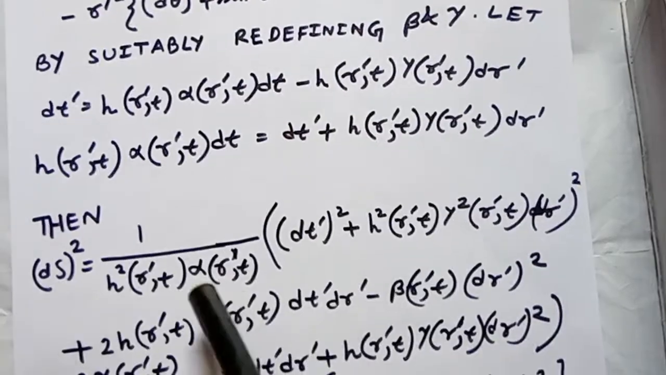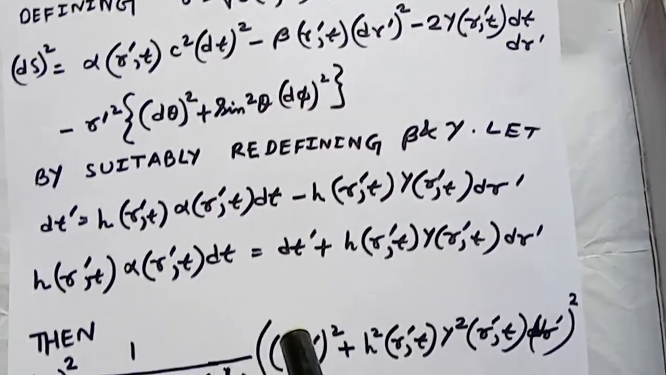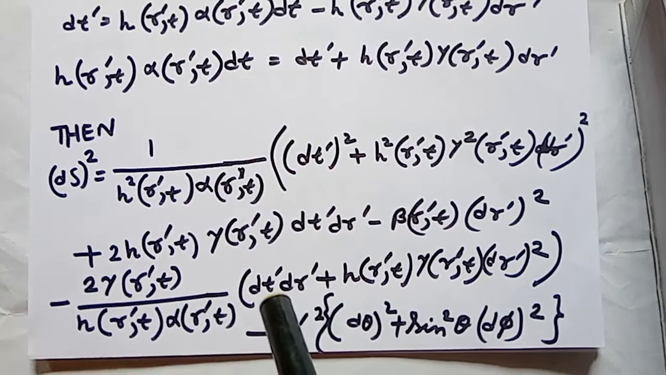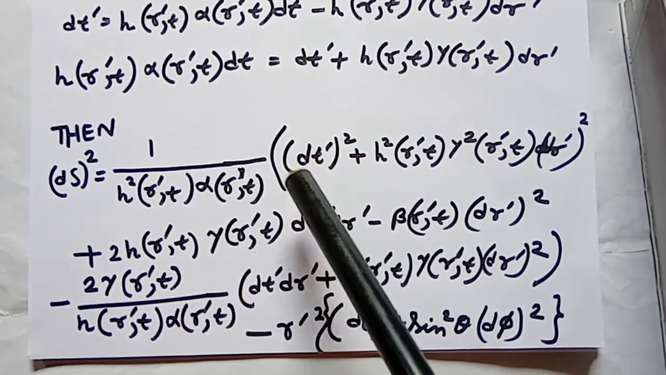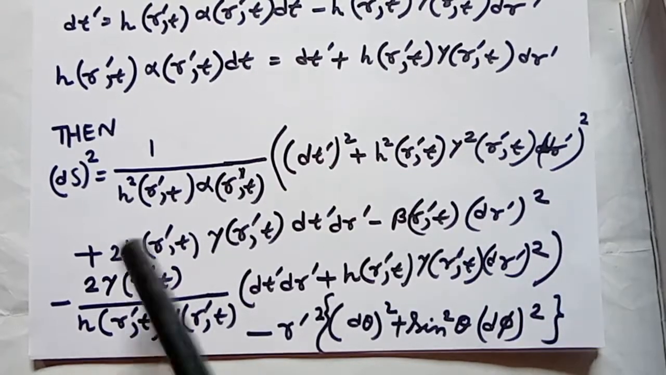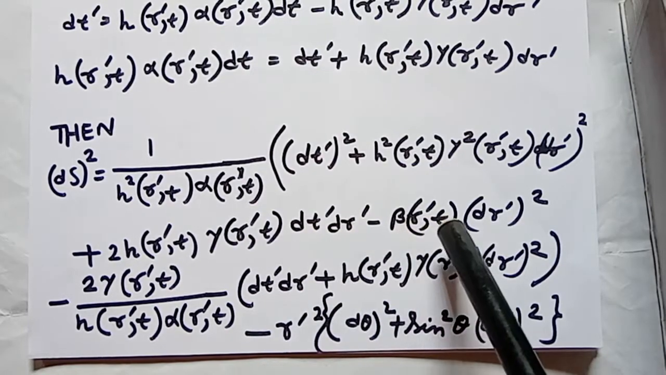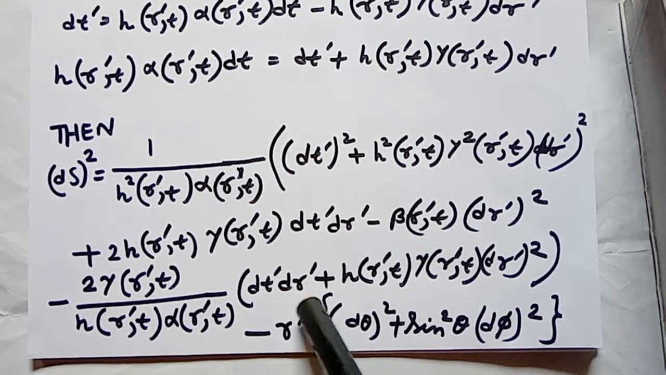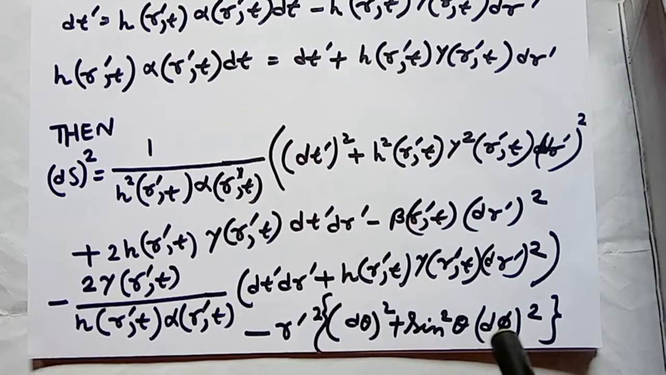Now redefining this, for the prime coordinates t and r, we have ds square equal to 1 divided by h square of (r',t) alpha of (r',t) times dt' square, plus h square gamma square dr' square plus 2h gamma dt' dr', minus beta dr' square, minus 2 gamma h alpha dt' dr', minus r' square (d theta square plus sin square theta d phi square).